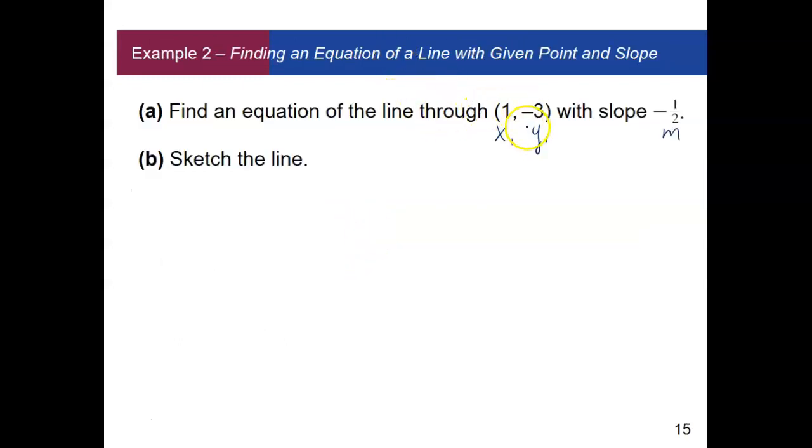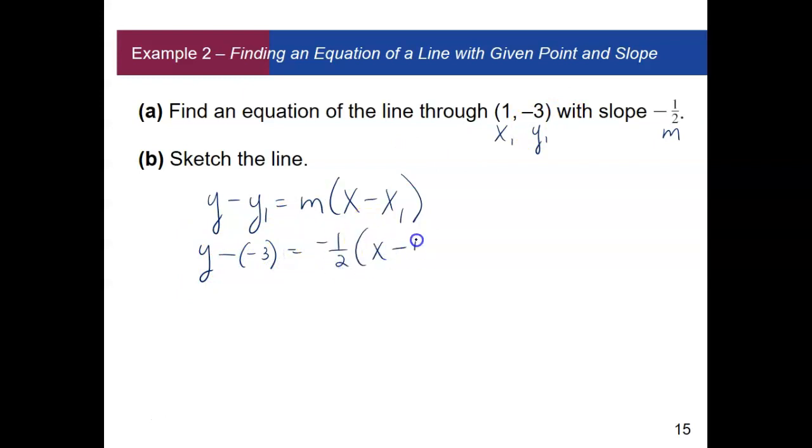Okay, so on this one, we have a point given to us and we have a slope. So this is our x1, y1, and our slope is m. I want to go through and write the equation. I'm going to start with the point-slope form of the line, which you'll see here, and I'm going to make those substitutions. So it's going to be y minus a negative 3 equals negative 1/2 times x minus 1. Here my two negatives make a positive, so I've got y plus 3 equals negative 1/2 times x minus 1.